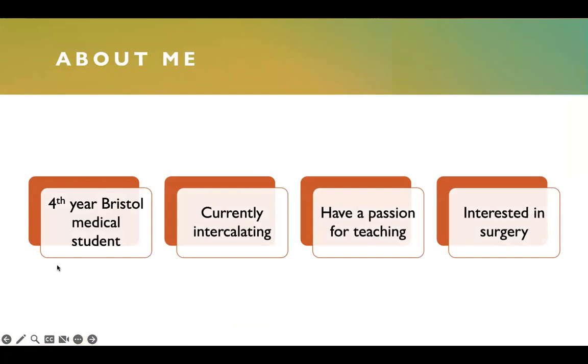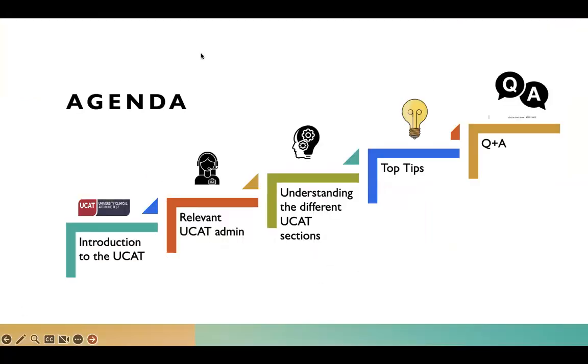I've already introduced myself. As I said, I'm a Bristol medical student, so if anyone has any questions specifically about Bristol, feel free to ask them. I also applied to Cardiff, St George's in London and King's College London, so I'm happy to answer questions on any of those universities, and the same with Imperial because I intercalated there. I think these slides are a bit outdated, so I'm not currently intercalating. I intercalated last year. Okay, so the agenda for today, the things we're covering.